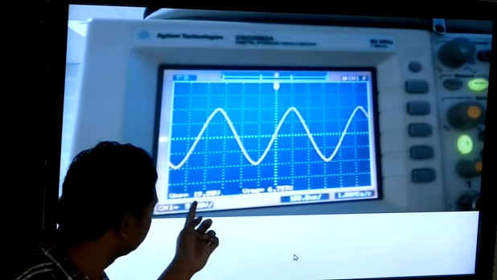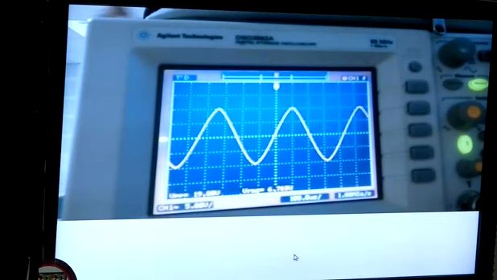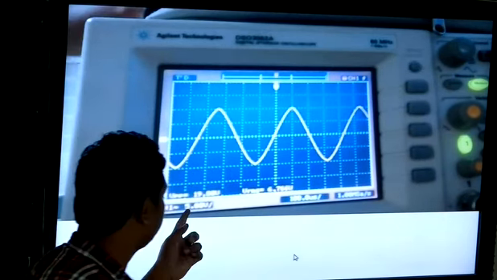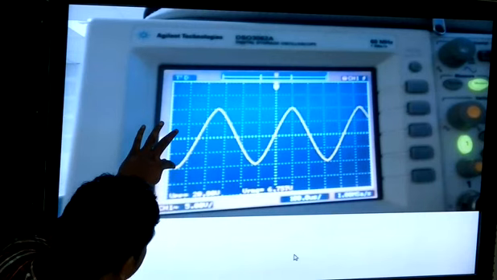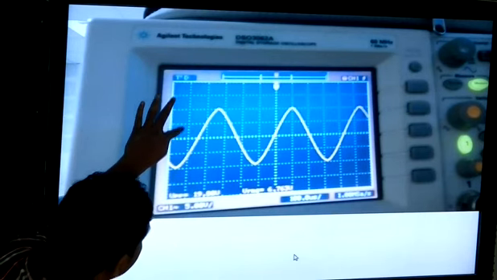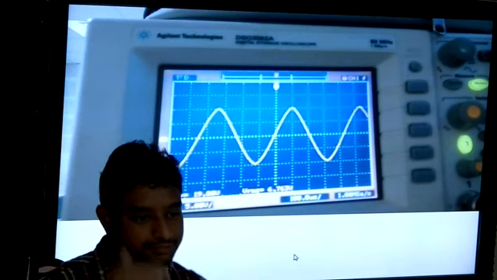This is 20 volts, right? So that is peak to peak value. Yeah. So you can see here 5 volts per division. So one division is 5 volts. Okay. So this is, if you take this one as 0, 5, 10, 15, 20. So because there are 4 lines, so it is 20 volts from peak to peak.